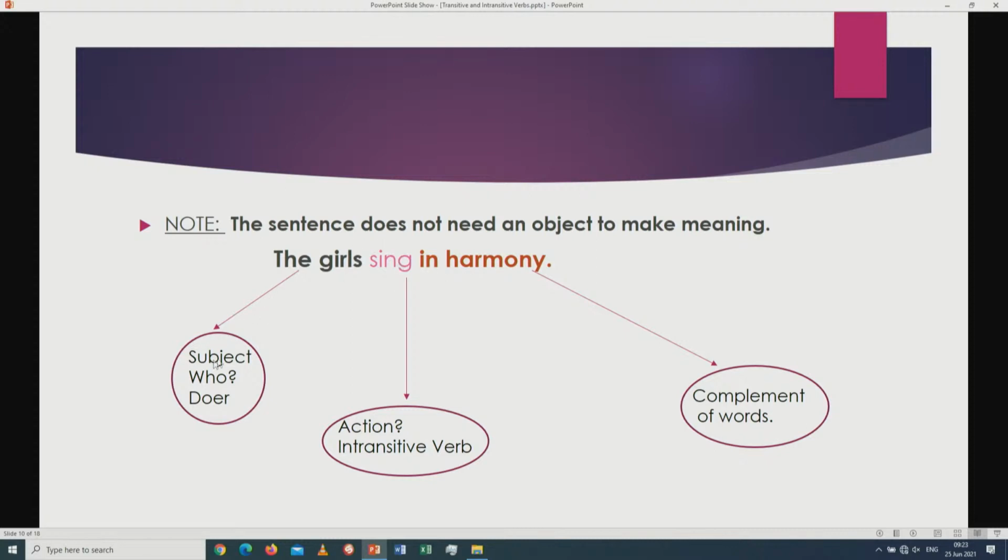Right, so sing becomes an intransitive verb because we do not have a direct object. In harmony is not an object. It describes how they are singing. Right.